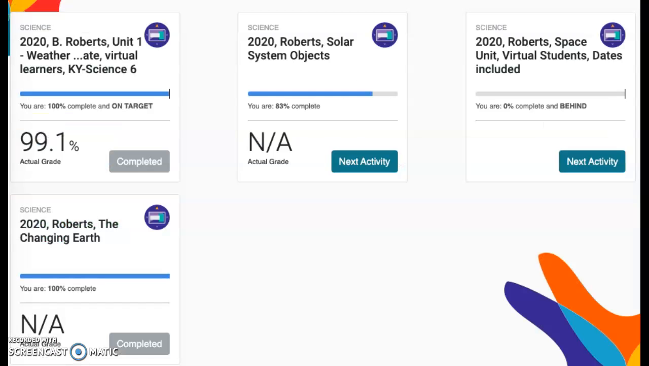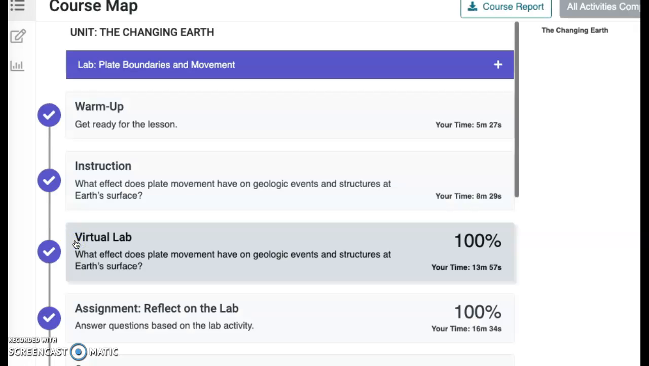Your Monday assignment is in Edgenuity. You're going to notice that there's a new assignment, and that's the changing earth. All of this is one assignment. It's not the entire unit. It's just a lab, and that lab is on plate boundaries and movement.